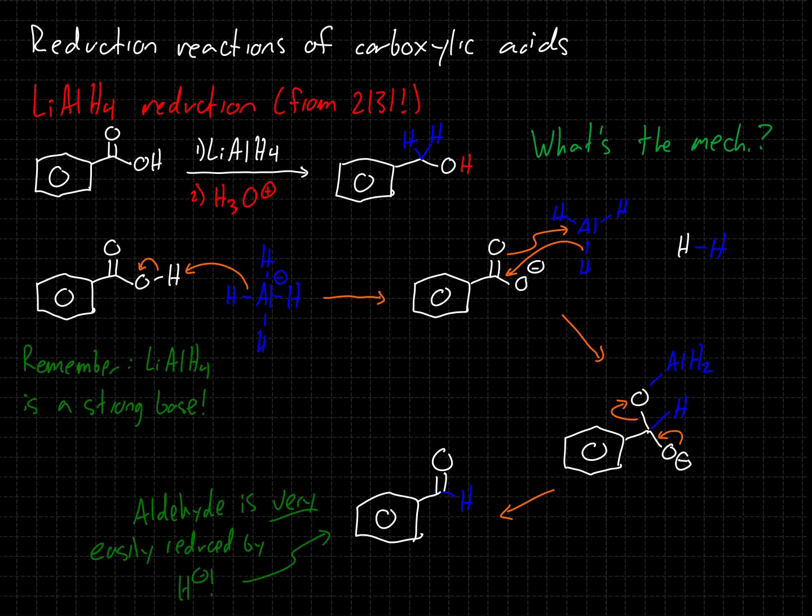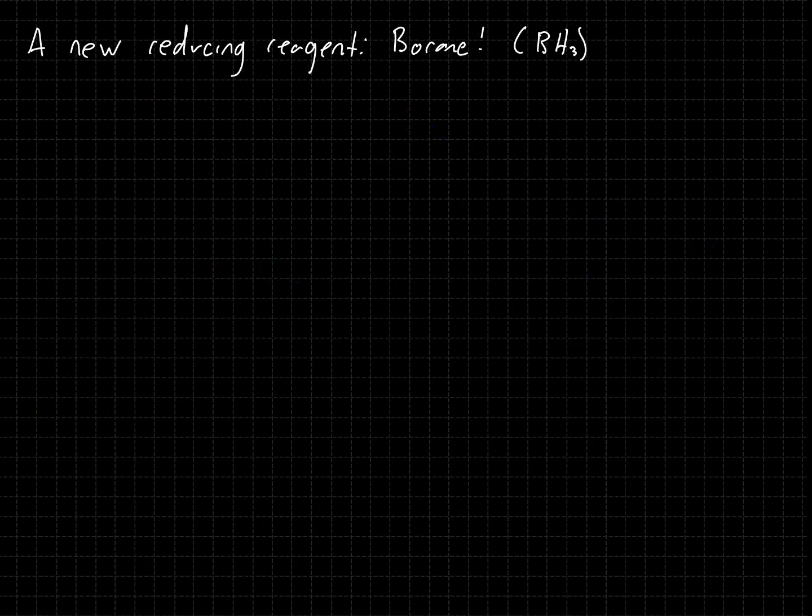So if you want to know more about that, go back to the alcohol chapter in Chem 2131 and look at the hydride reduction of ketones and aldehydes. There's also a familiar reducing reagent that we can use in this new circumstance, which is borane, or BH3.